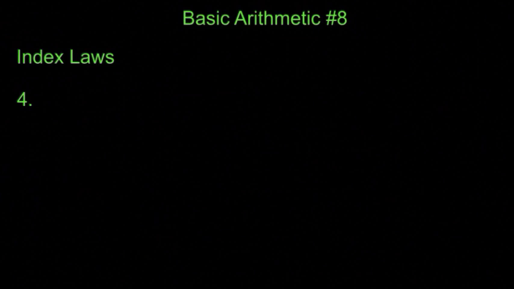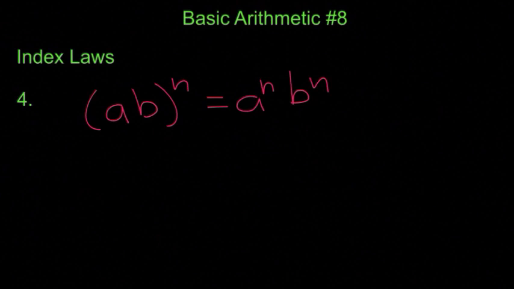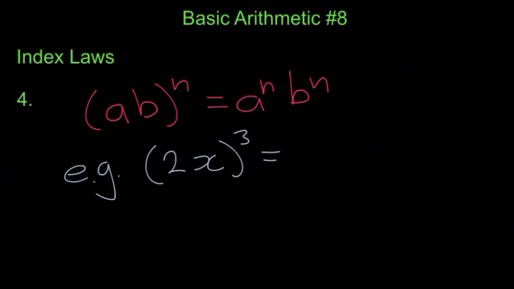The fourth law states that if we have two elements inside a set of brackets and they are all raised to a power, then both of those elements inside the brackets are raised to that power individually. So an example of this would be 2x all cubed. So we raise 2 to the power of 3, and we would have x to the power of 3. And if we evaluate 2 to the power of 3, we'll find that that's 8x cubed.